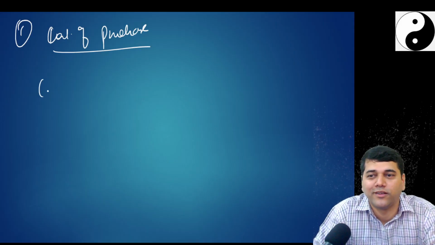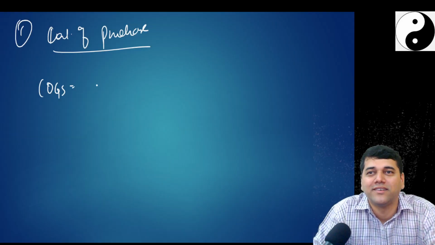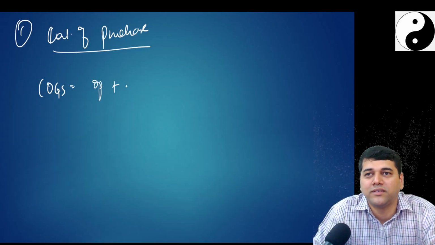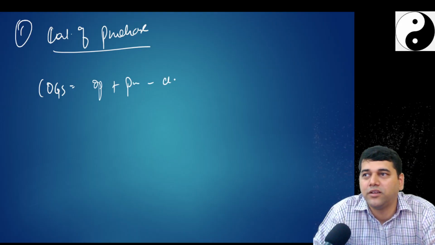Now how much? Because they told me cost of goods sold. They didn't tell me purchase. What is the equation for COGS? COGS is equal to opening stock plus purchases minus closing stock.